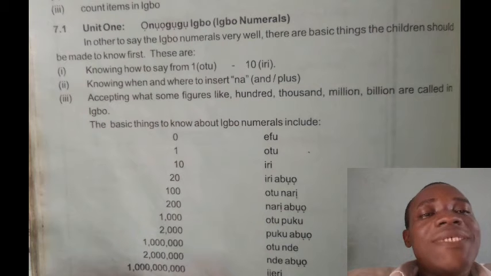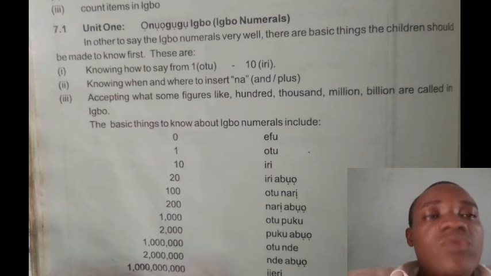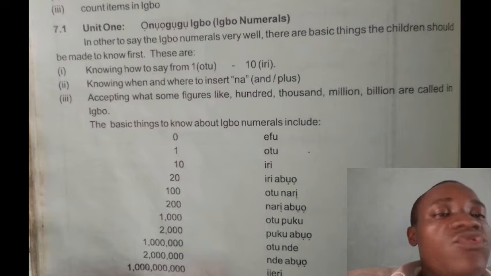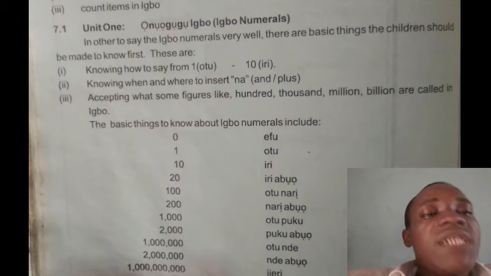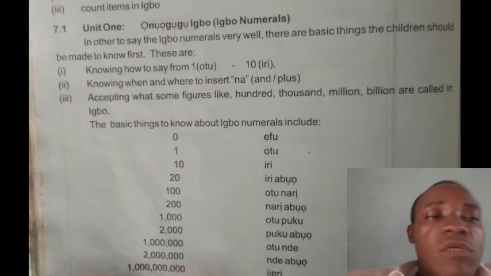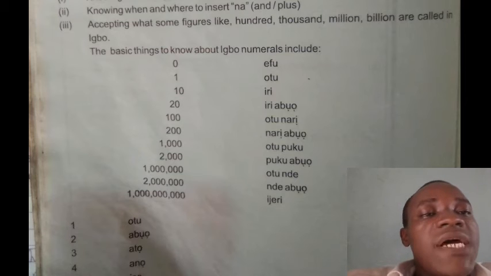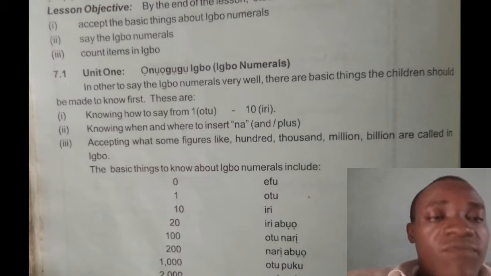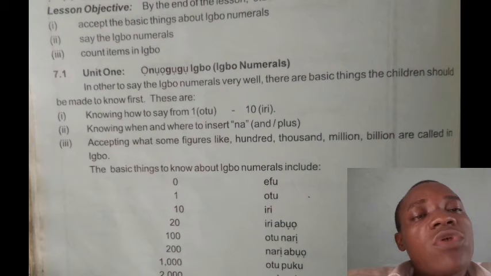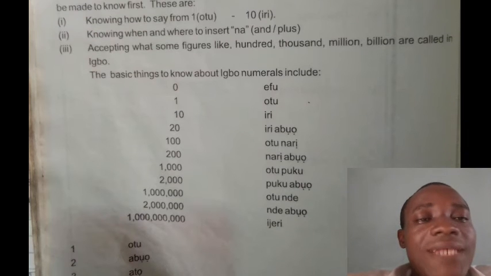Knowing when and where to insert na is another very important thing. You must know when and where to insert na. We are going to do it here. Then you have to understand what 100, 1,000, million, billion are called in Igbo. These are the basic things you have to know. Master from 1, which is otu, to 10, which is iri. Then master where to put na, and what 100, 1,000, million, billion are called in Igbo. If you are able to do this, you learn the numbers very fast.